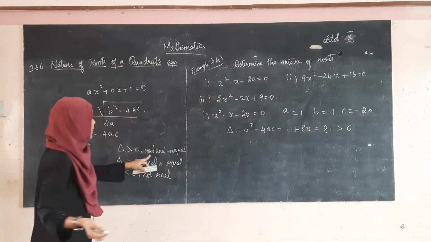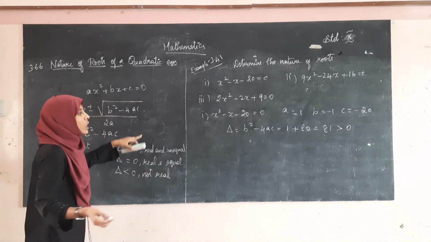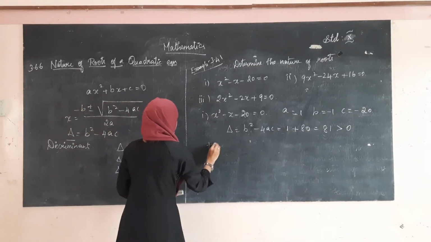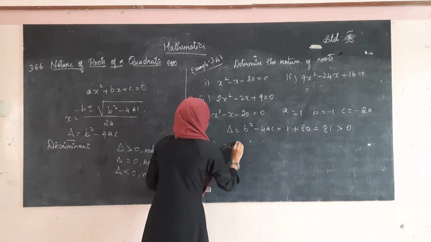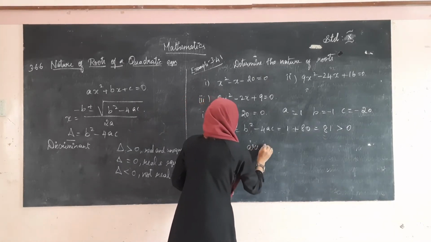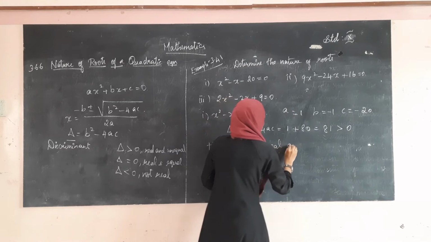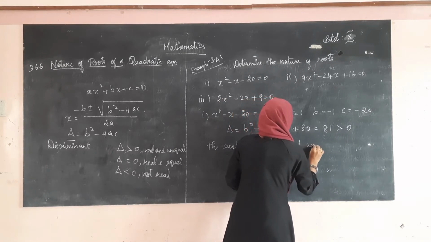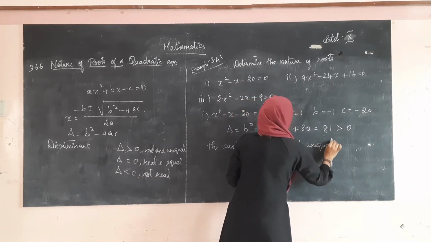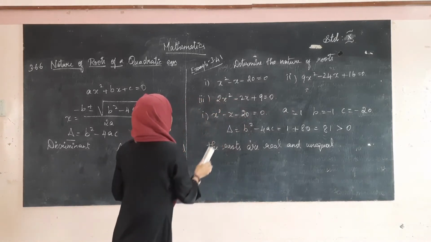If del's value is greater than 0, what is the nature of the roots? The roots are real and unequal. The roots are real and unequal. Okay. Now the second subdivision.